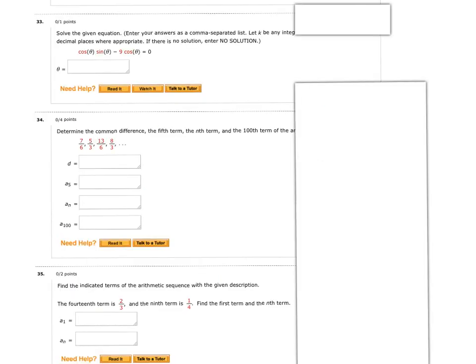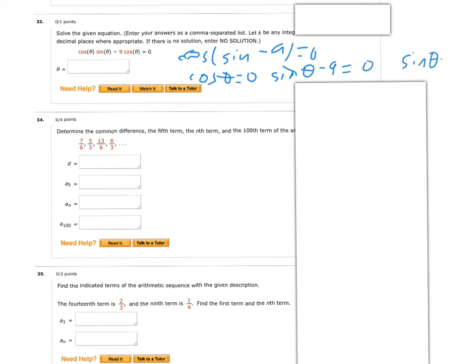All right, next up here, we'll do a trig equation. For the first one here, I'm going to factor out a cosine, which leaves me with sine minus 9 equals 0. That means that cosine of theta could equal 0, or sine of theta minus 9 equals 0, and then that means that sine of theta equals 9. Now, that actually never happens. Sine of theta cannot equal any number greater than 1, so I'm going to stop on that one.